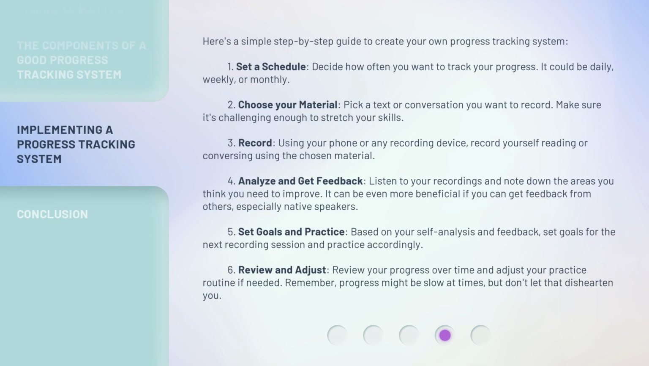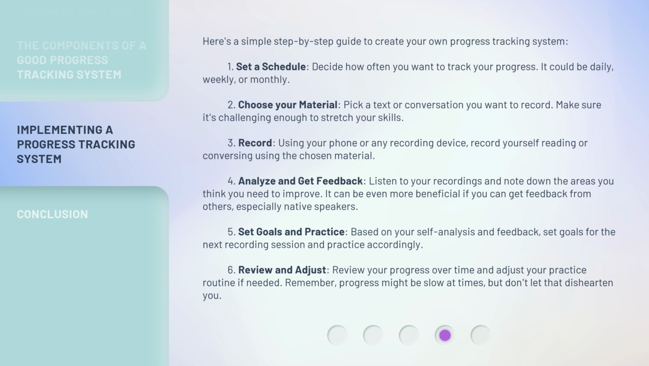Here's a simple step-by-step guide to create your own progress tracking system. 1. Set a schedule. Decide how often you want to track your progress. It could be daily, weekly, or monthly. 2. Choose your material. Pick a text or conversation you want to record. Make sure it's challenging enough to stretch your skills.